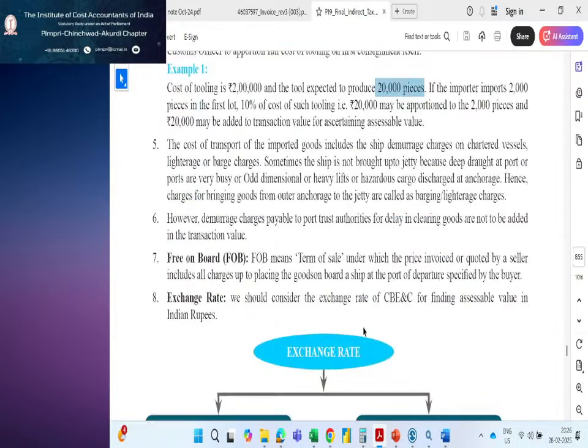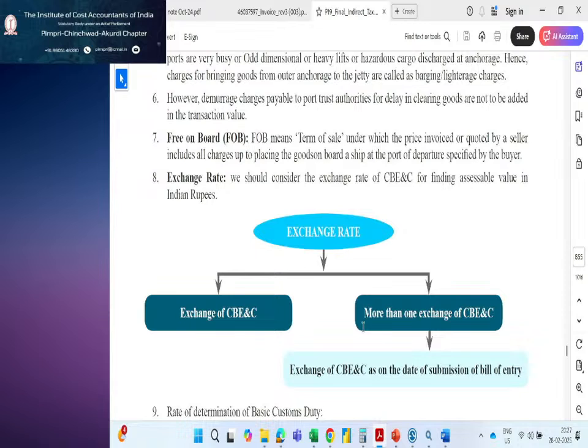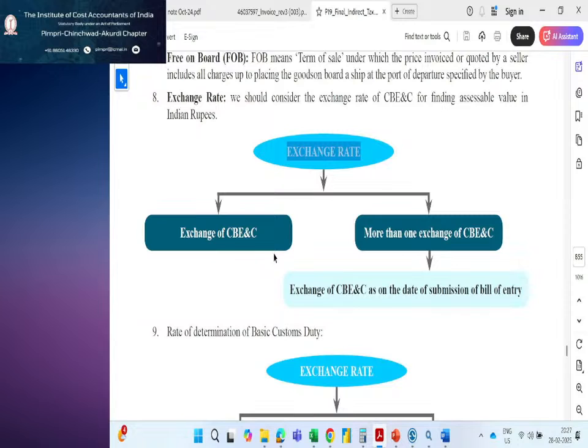So how we are going to calculate the freight and insurance, that we are coming to now. In this portion also, exchange rate. Which exchange rate do we need to consider? There are exchange rates of CBEC, and there is more than one exchange rate of CBEC. Even from the same Central Board of Excise and Customs, we have multiple exchange rates. Out of those, the exchange rate we are going to consider is that of the Central Board of Excise and Customs on the date of submission of the bill of entry.